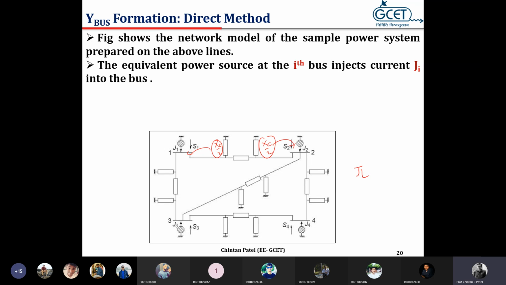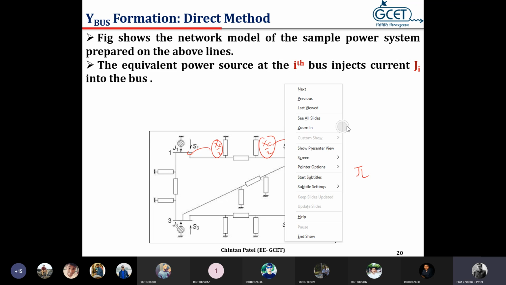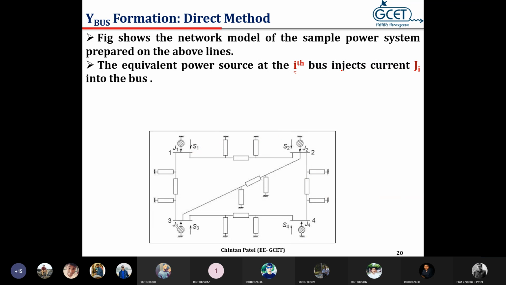Okay, so the equivalent power source at the ith bus injects current Ji. Now let's assume that at any ith bus the power source is injecting current Ji. For example, let's take i equal to 1. So at bus 1 there is a source and this source is injecting current J1. You can see it here in the round. If we take i equal to 2, then at bus number 2 its source is injecting current J2.